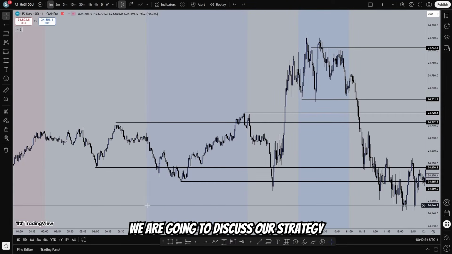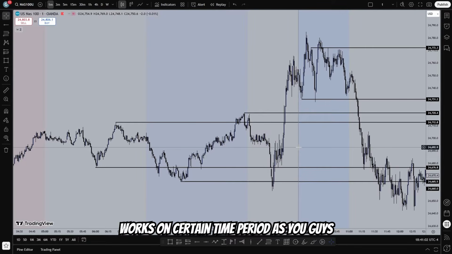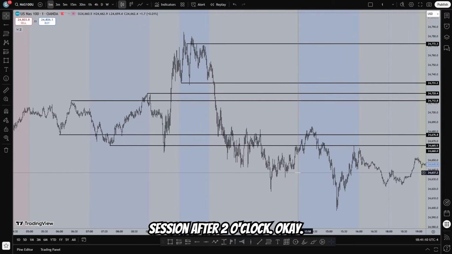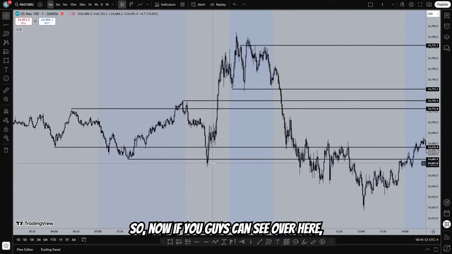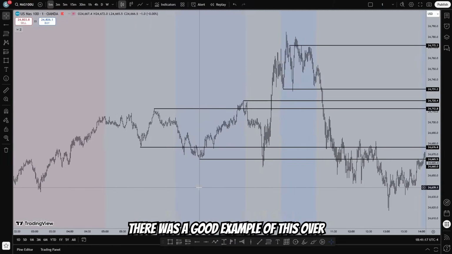Today we are going to discuss a scalping strategy, and you can do it on the 1 minute time frame. It works in certain time periods. As you guys know, the ICT silver bullet is from 10 o'clock to 11 o'clock, and in the afternoon session after 2 o'clock. Okay, so now if you guys can see over here, there was a good example of this.